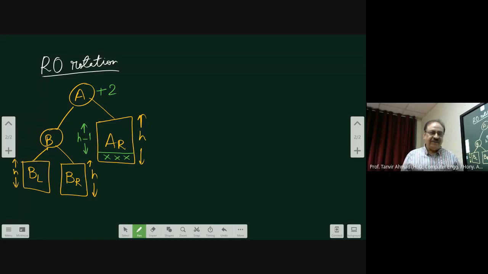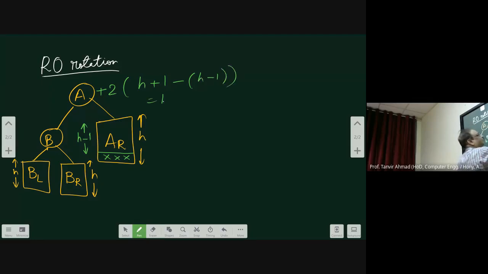Why? Left is h plus 1, right is h minus 1. Therefore, the balance factor will be calculated as h plus 1 minus h minus 1. Correct? Height of left, h plus 1. Height of right, h minus 1. You find the difference between those two, it becomes plus 2. Now, after deletion, this is the case. And now, you have to fix that.